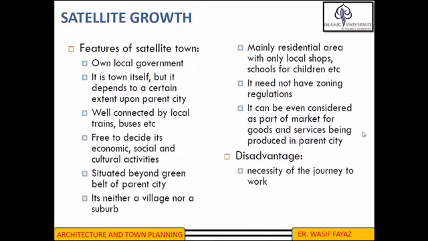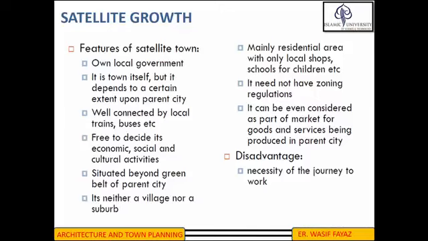Now some of the features or characteristics of a satellite town. A satellite town has its own government as well as people have their own corporate life. A satellite town is a town in itself in a full sense, except the fact that people depend upon the parent city for some of their supplies. The satellite town is connected to the parent towns by local trains as well as buses in such a way that the people of the satellite town can reach the parent town without any difficulty whatsoever.